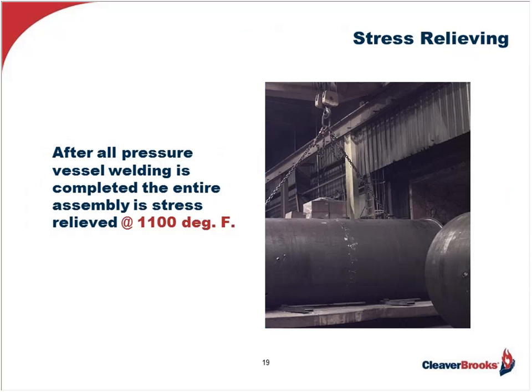Now, completing the furnace install, which also includes an inspected code welding procedure to the front and rear tube sheets, the finished pressure vessel goes to the stress-relieving oven for a specific period of time at 1100 degrees Fahrenheit. Now, this is done to remove the stress from the weldments, preventing undue strain and possible cracking once the boiler is fired and brought online in the field.